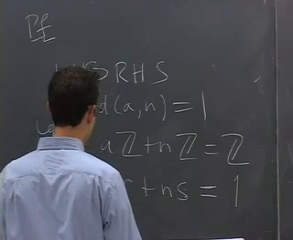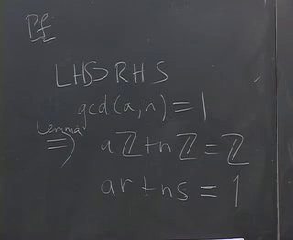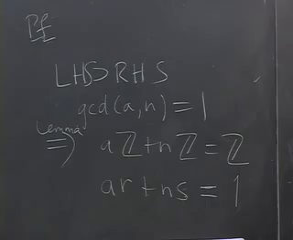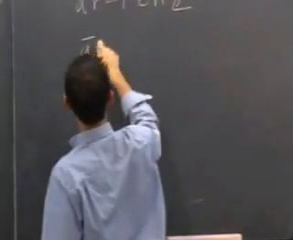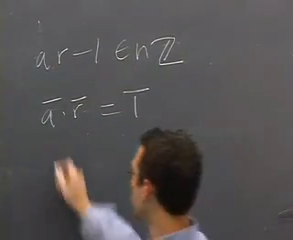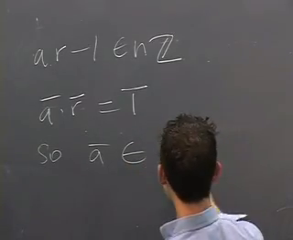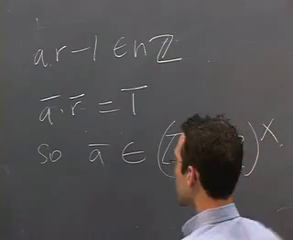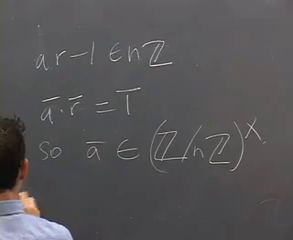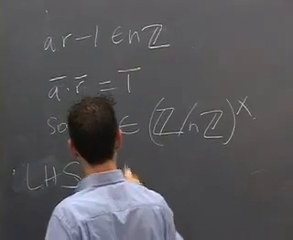So why is this significant? Well, this tells us that ar minus 1 is in nZ, or put another way, a bar times r bar is 1 bar. So a bar is certainly in (Z mod nZ)*. Now, the converse is very, very similar. So left-hand side contained in right-hand side.